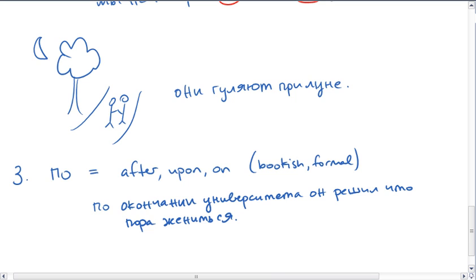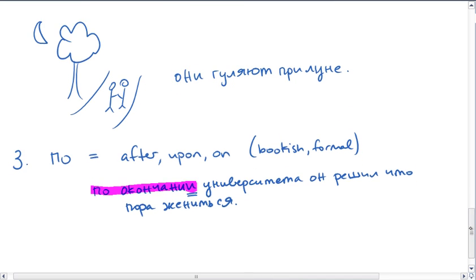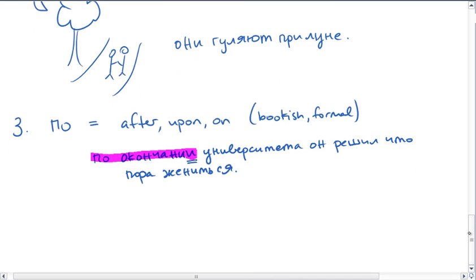Okay, so this will sound pretty bookish, and it should. So по окончании, so there's our prepositional ending. So at the ending, upon graduating from university, he decided it was time to get married. So it's pretty formal, not very common in spoken language, more common in books.